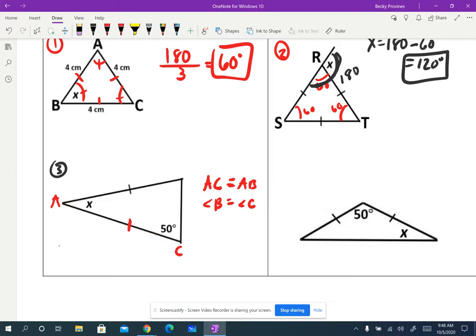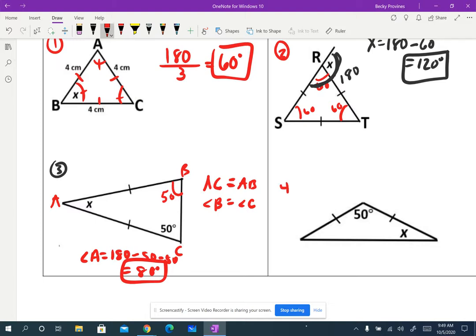Now let's go back and look at this picture. We know angle B and C are the same. So that means C is actually 50. So how do you find the measure of angle A? Well, we know triangles are always equal to 180 degrees. So I'm going to take 180 and subtract 50 and subtract 50 to get a total of 80 degrees.